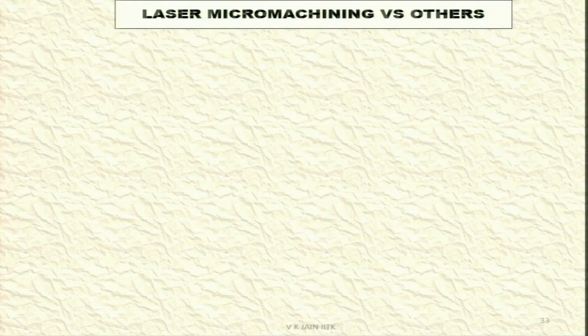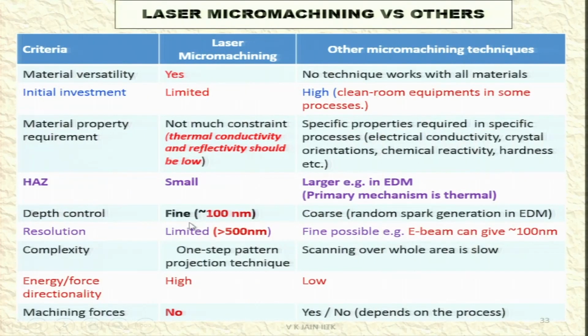Laser micromachining versus other processes. Quickly, let us have a look at it. Criteria: material versatility. Laser micromachining, yes, you can machine conducting, non-conducting materials, you can machine magnetic, non-magnetic materials.